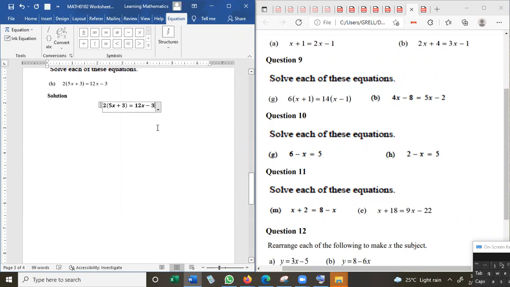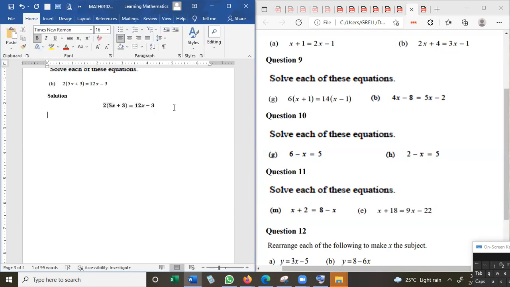Okay, so we have to clear brackets. We have to free up this x from inside of the bracket, get it out of the bracket, but we cannot just pluck it out like that. We have to multiply by 2. That's how we clear brackets. In algebra, clear brackets by multiplying.